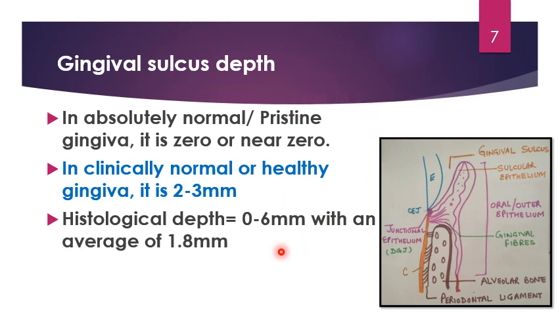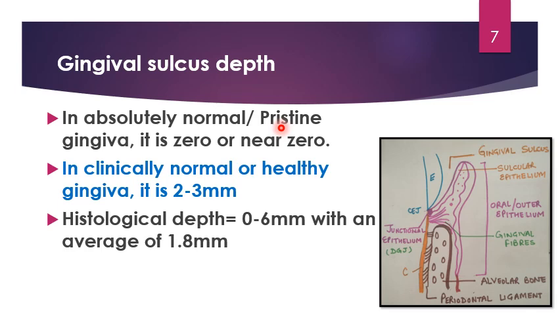Gingival sulcus depth, this is a very important concept to understand. Sulcus depth is measured from the gingival margin to the coronal most end of junctional epithelium, because junctional epithelium is a histological feature. So till we feel the resistance with the probe, that we consider as the sulcus depth. In absolutely normal or pristine gingiva, when there is no inflammation, which is a very rare finding in human beings because we are not gnotobiotic, we are not germ-free animals.